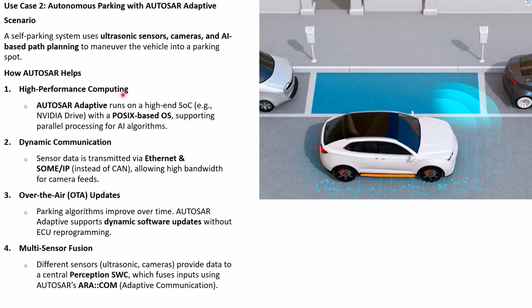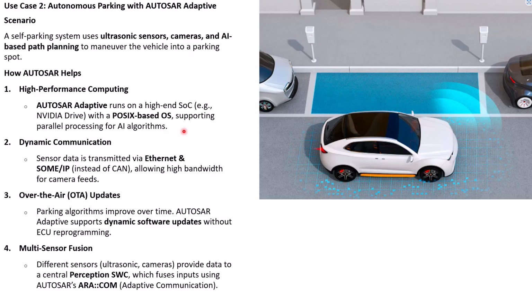It is helping in high-performance computing. Autosar Adaptive runs on a high-end SoC, for example NVIDIA Drive, with a POSIX-based operating system supporting parallel processing for AI algorithms. In case you find this very intimidating, especially coming from a mechanical background, don't worry about these things. These are just some hi-fi names of operating systems. This is just a POSIX-based operating system which is supporting parallel processing for AI algorithms.